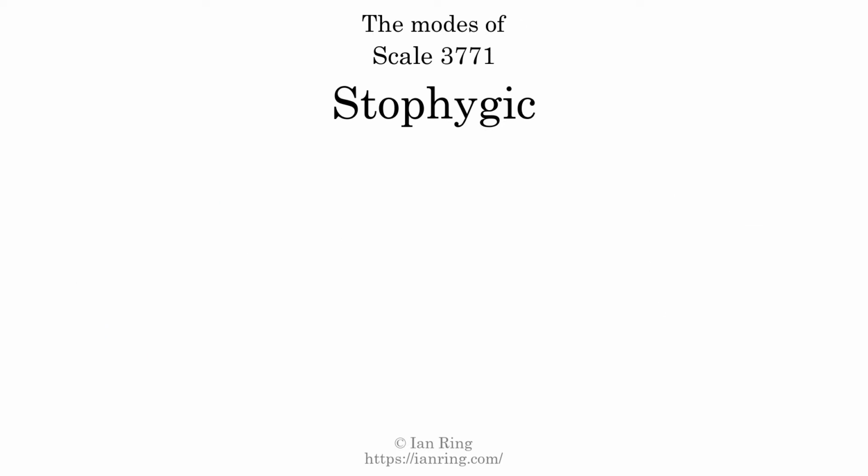This scale has 9 modes. The first mode is itself. The second mode is scale 3933, also known as enneatonic. It sounds like this.